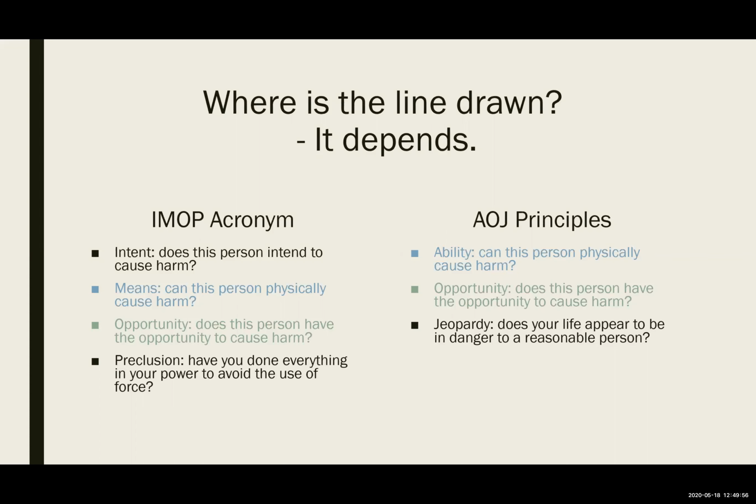Maybe we aren't using dangerous physical force against this 5-year-old with a knife, but still, you would be more justified in using restrictive force or potentially physical force if they're that strong of a threat. Opportunity. Does this person have the opportunity to cause harm? If I'm on this side of a brick wall and the aggressor is on the other side of the brick wall and they can't get through, they don't have the opportunity to harm me. However, if they're standing 5 feet in front of me, I would be much, much more justified in my use of force. The P stands for preclusion.